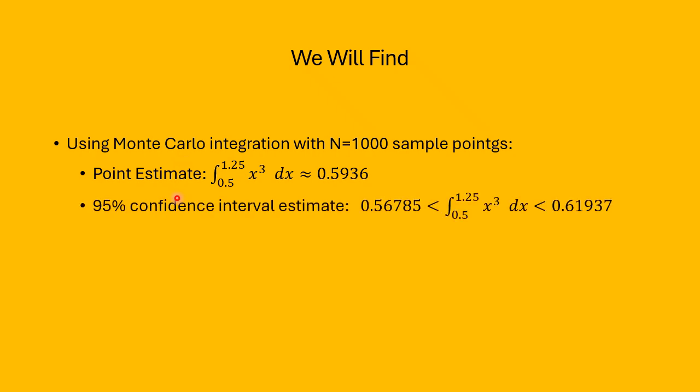We also, using some Monte Carlo integration techniques and statistics, will compute a 95% confidence level interval estimate of this integral. It turns out that the endpoints of this interval are 0.56785 and 0.61937. The actual value of this integral, using just some calculus 1 techniques, rounded off, is 0.59473.